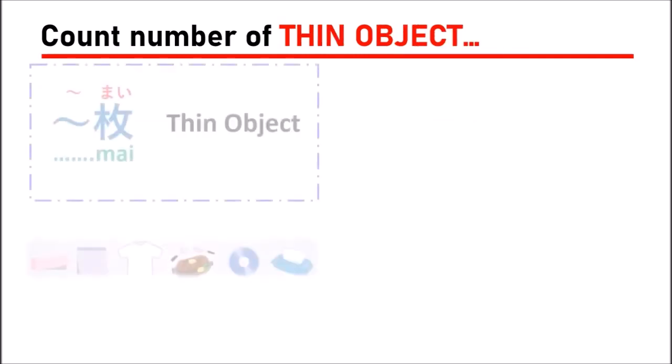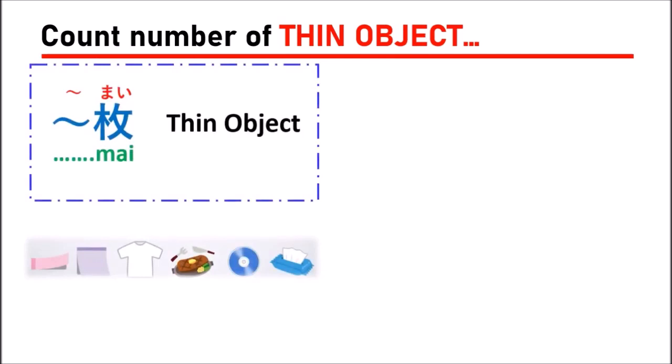Count number of thin objects. In Japanese, they use the unit of mai, which doesn't mean thin object, but they use the unit of mai to count the thin object. As you see in the picture, we have teaser, CD-ROM, paper, and teaser. For example, ichimai, which means one thin object.